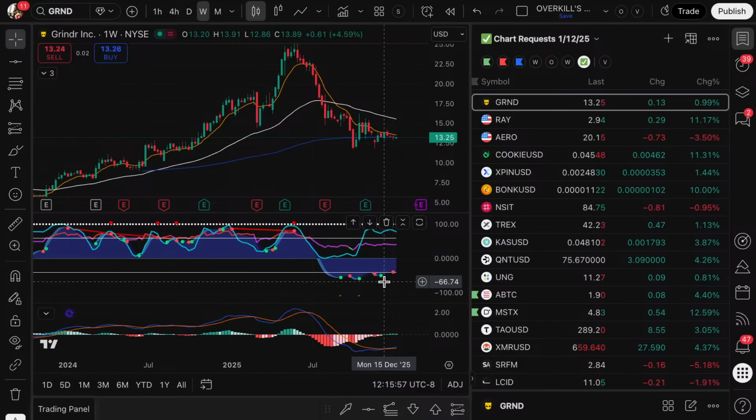G-R-N-D. Never heard of this one before. It's got some green dots down there at 1250.